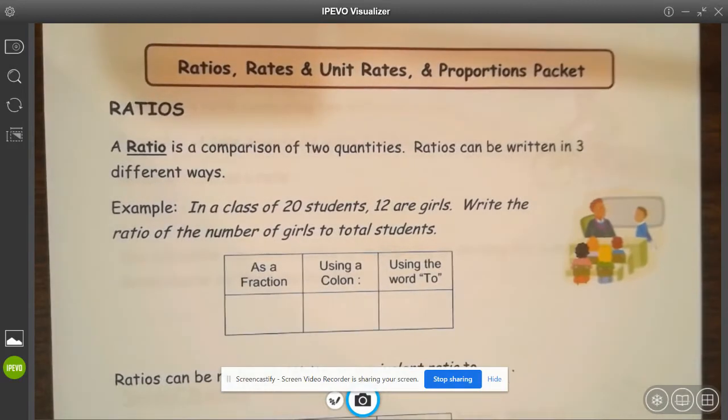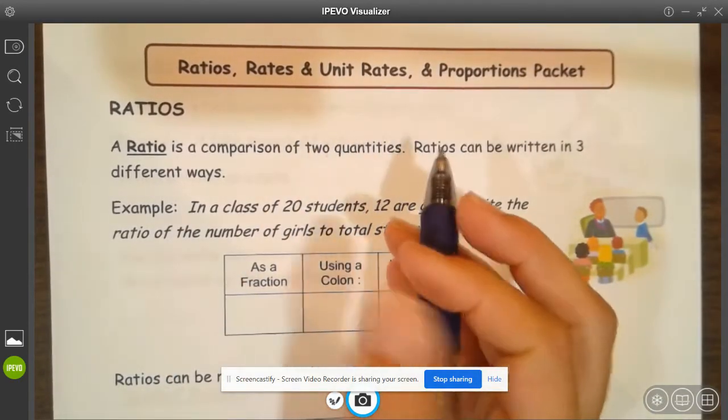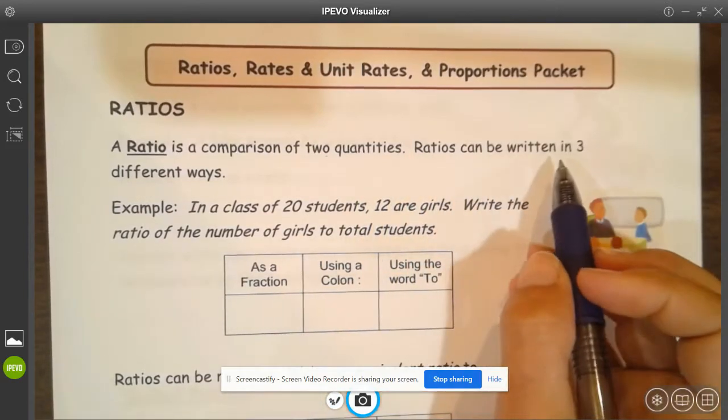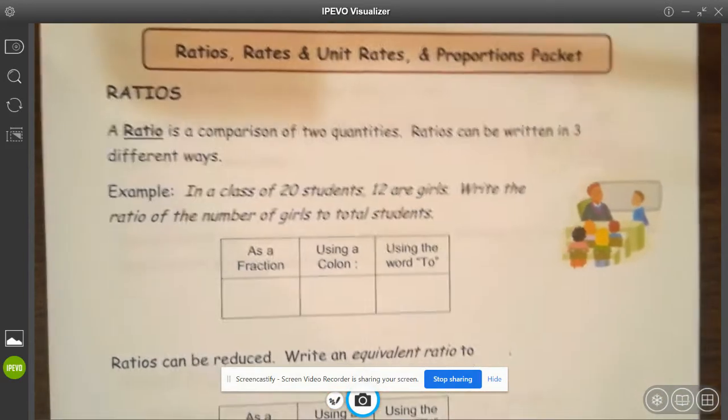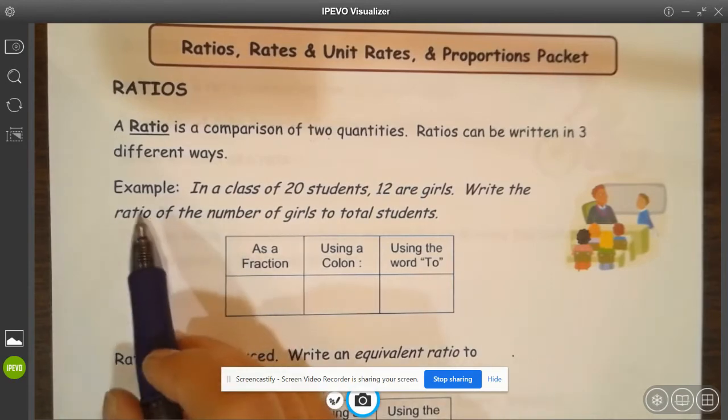Hey students, so this week we're going to talk about ratios, rates, unit rates, and proportions. Rates and unit rates are kind of the same idea, and ratios and proportions and rates, basically. So ratios. A ratio is a comparison of two quantities of the same type of stuff. Ratios can be written in three different ways. For some of you, this is review, which is nice. So let's work on that.